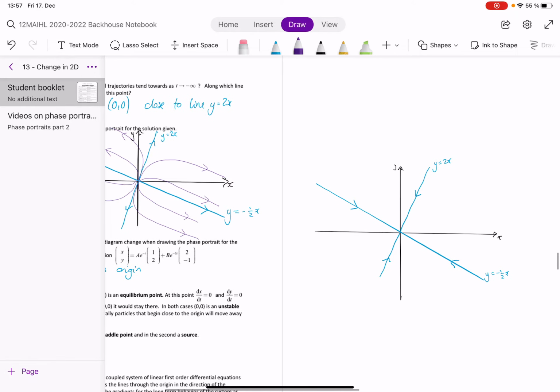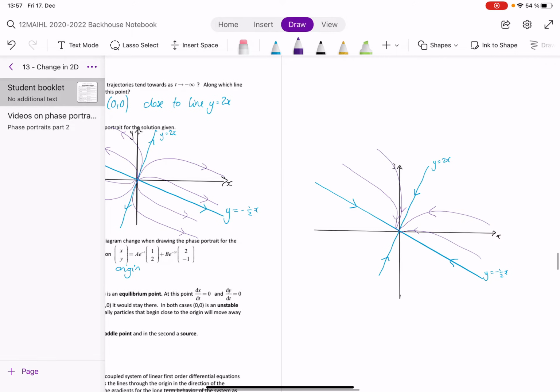Okay, and then what's going to happen if we choose a point that's not on an eigenvector, well, it's going to look like this. It's going to head in along that y equals 2x line from the other line, and it's going to head towards the origin. Okay, so the phase portrait is going to look something like that.